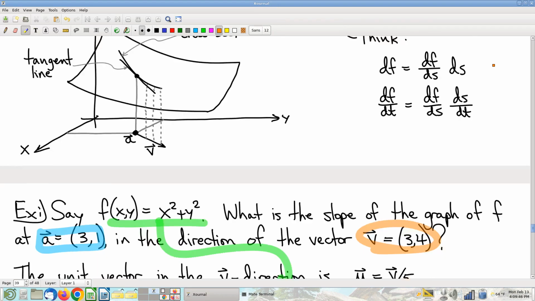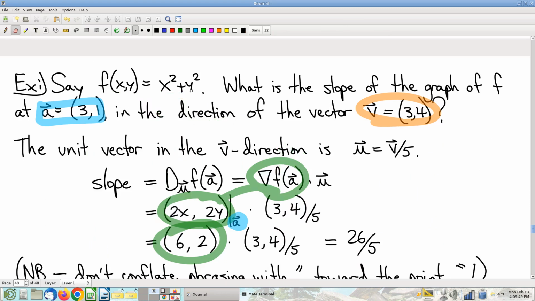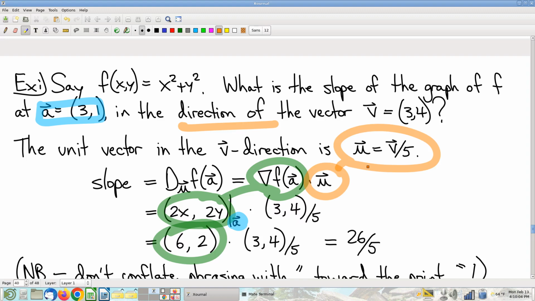Okay, so I need a unit vector that points in the relevant direction. How am I going to find it? Well, unit vectors are just non-unit vectors divided by their own magnitudes. So I'm going to take the given vector, divide it by its own magnitude, which conveniently is 5. My unit vector then, the thing that's going to allow me to do the directional derivative, is that thing right there. And then arithmetic, and we win. Is everybody happy?